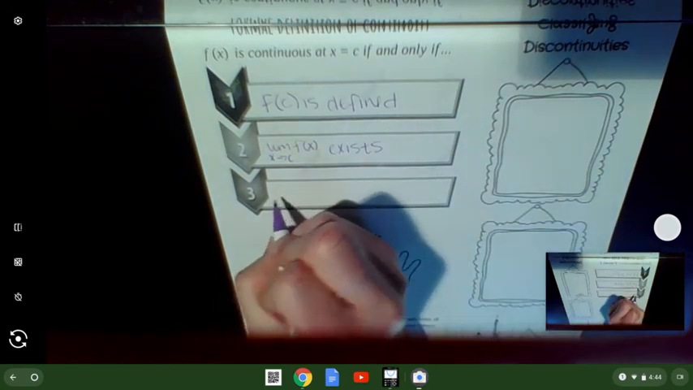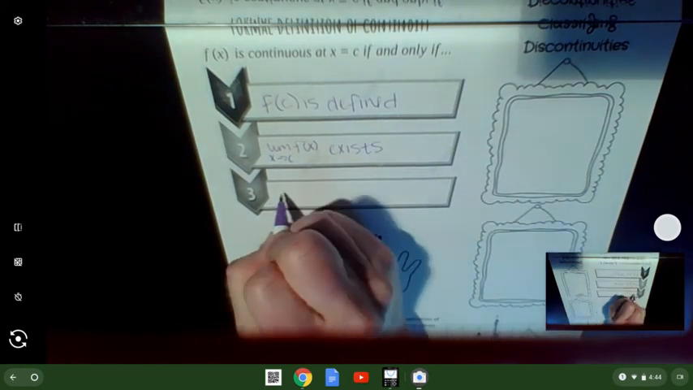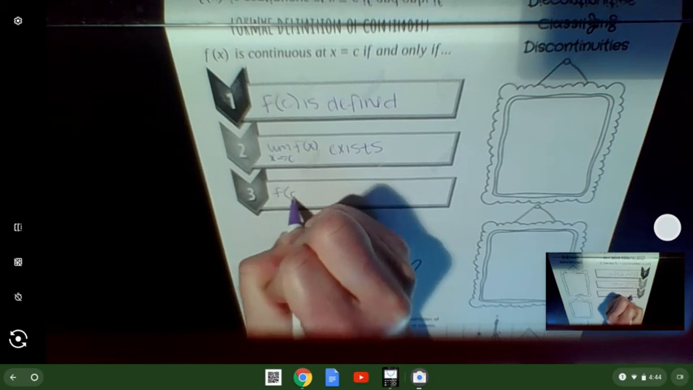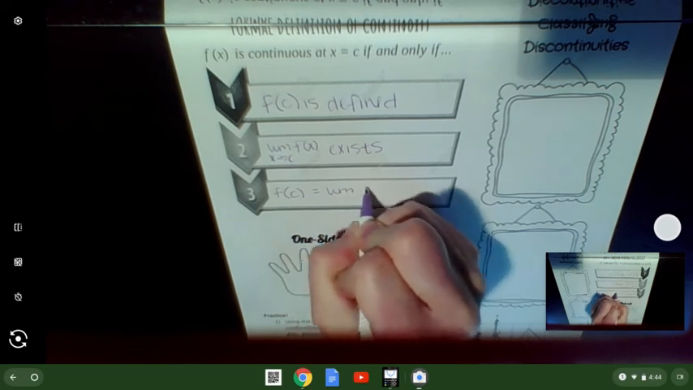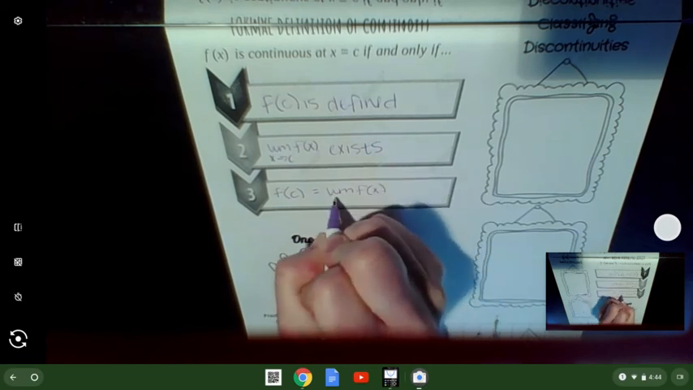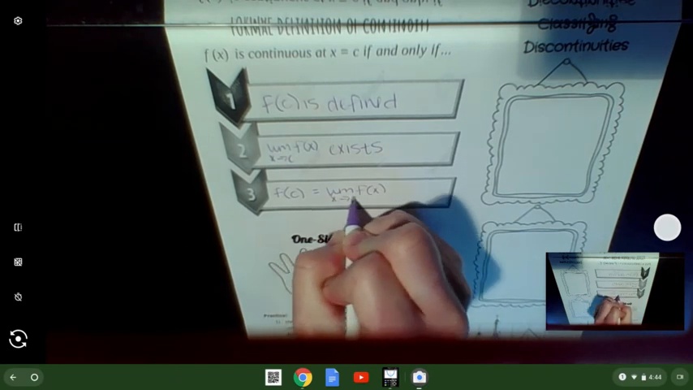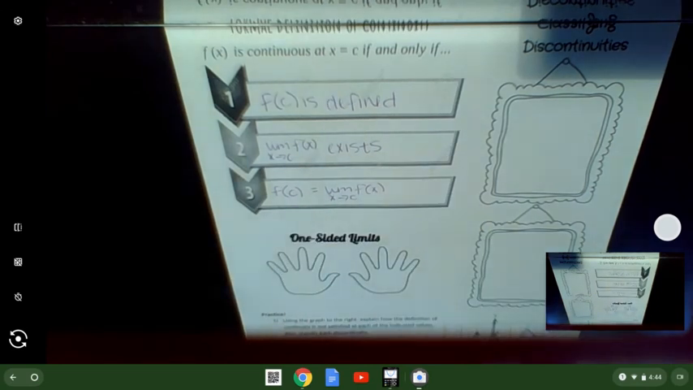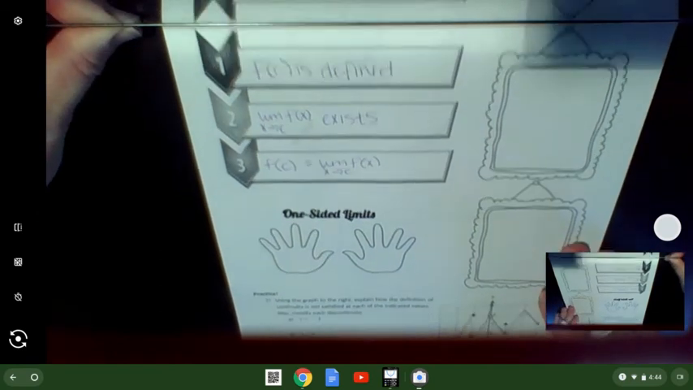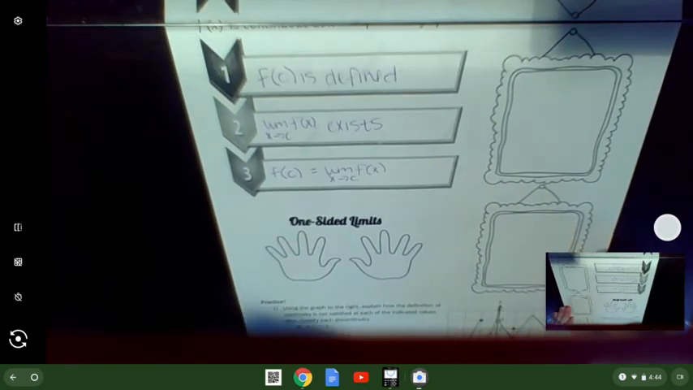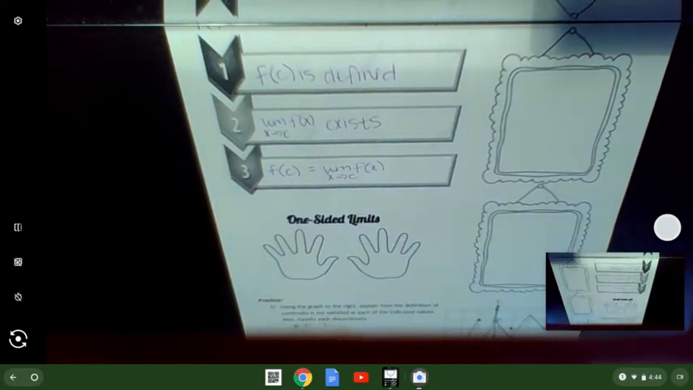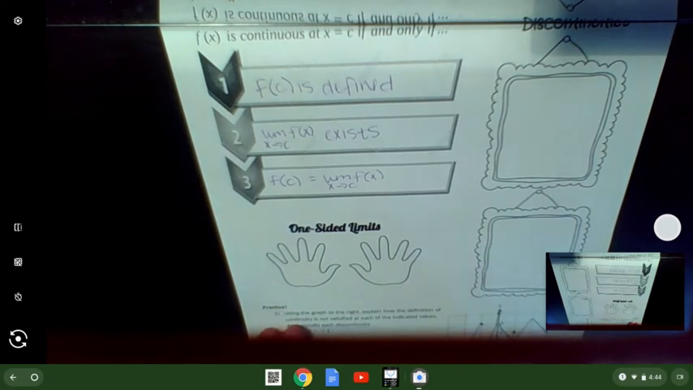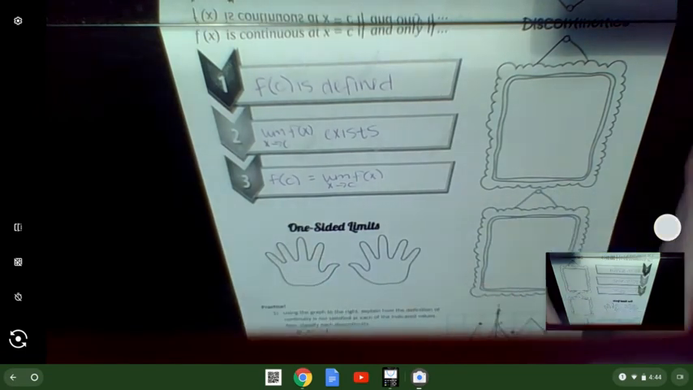And the third condition that must be satisfied in order for a function to be considered continuous at a certain point is that the value of the function and the limit of the function must be equal. And again, all three of these things must be held true at the same time in order for a certain x value within a function to be considered continuous. So the rest of the stuff we will come back to. This is a really good reference sheet right here, what all these things mean. But let's talk about this definition of continuity.